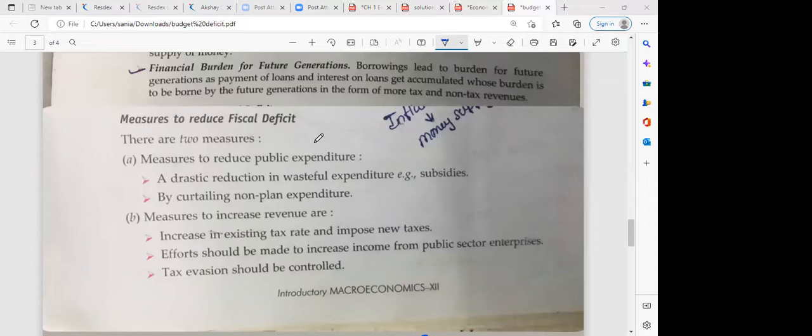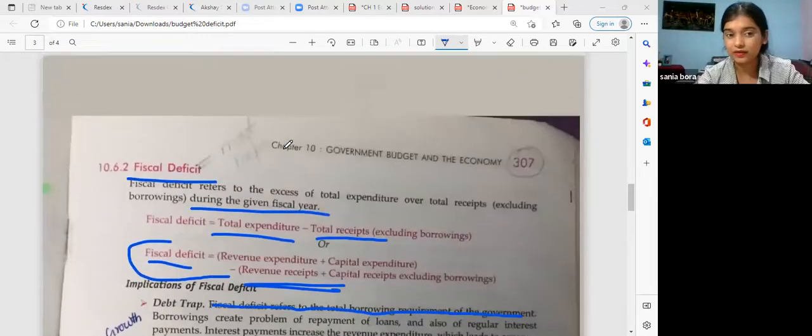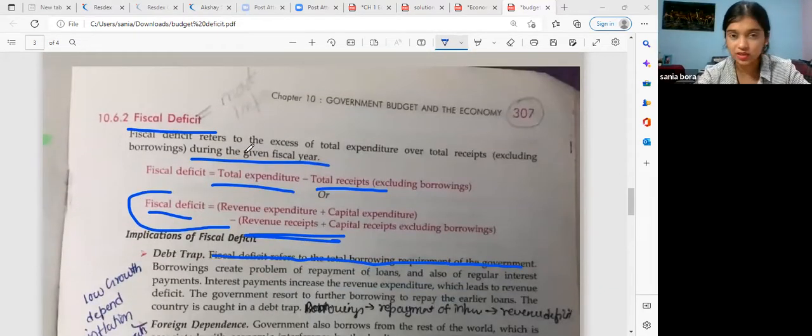Done, ma'am. Done. Okay. So I'm just giving you 1 minute. Just quickly revise the fiscal deficit. Okay, read each and every line and let me know if you have any problem in fiscal deficit.